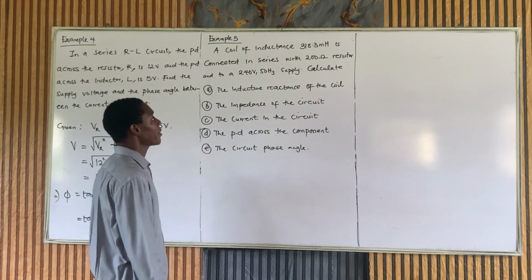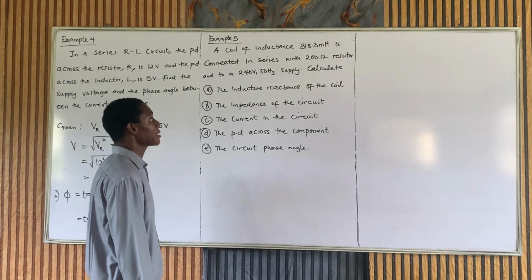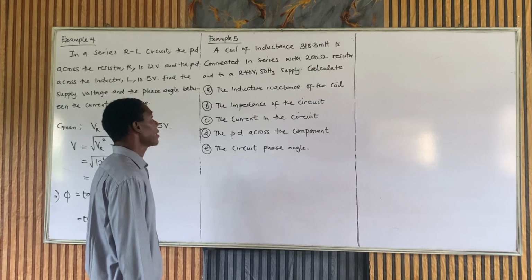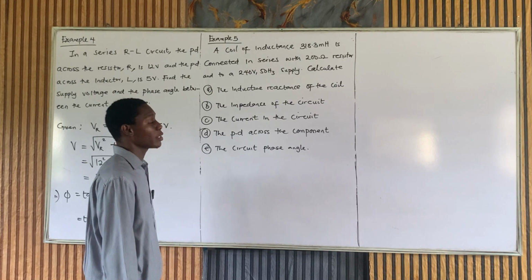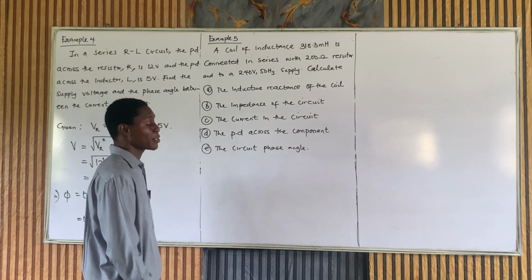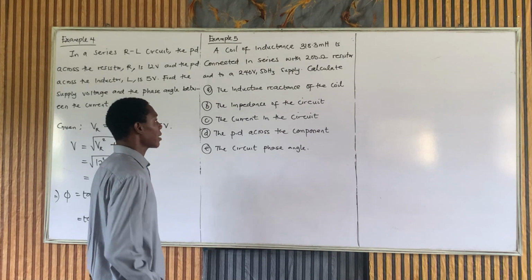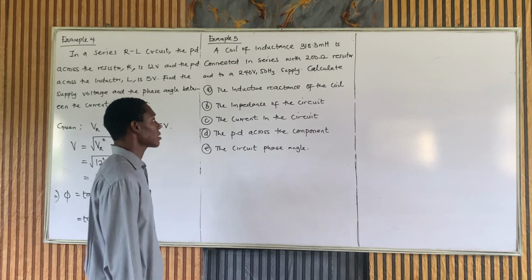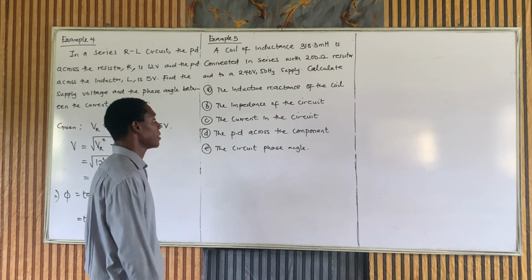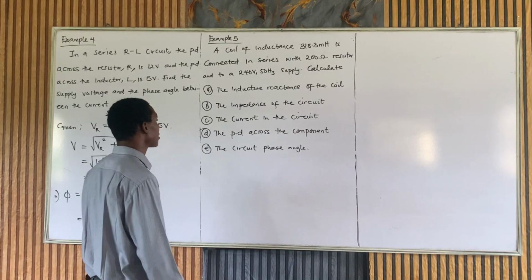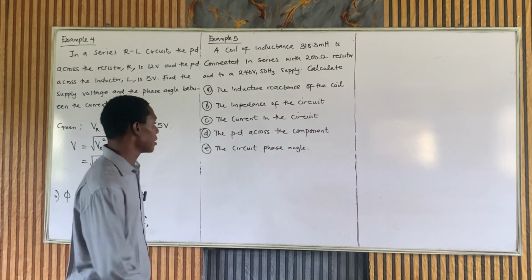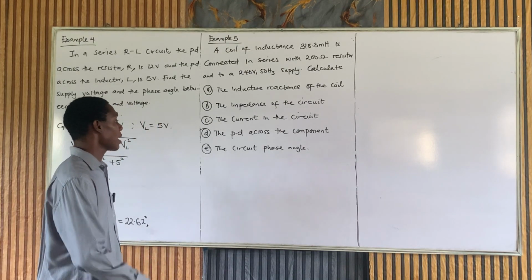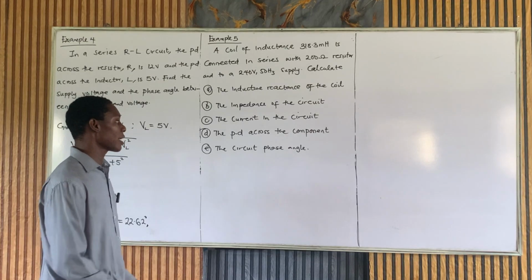Example 5. A coil of inductance 318.3 millihenry is connected in series with a 200 ohm resistor and to a 240 volt 50 Hz supply. Calculate A, the inductive reactance of the coil. B, the impedance of the circuit. C, the current in the circuit. D, the PD across the components. And then E, the circuit phase angle.